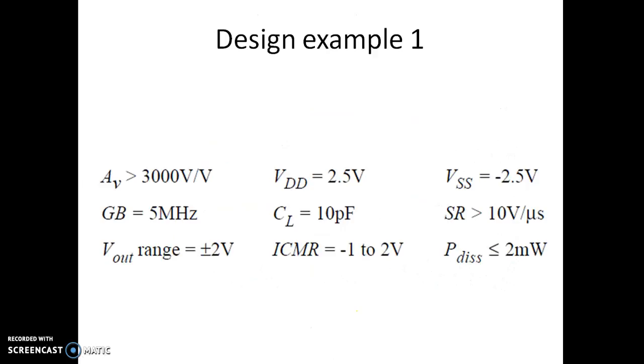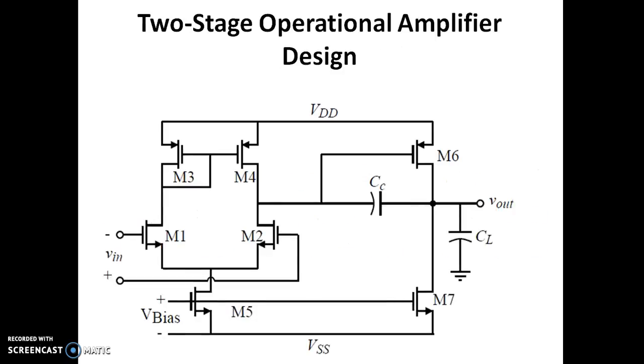Next, this is a typical example given. The AV expected is more than 3000. The supply voltages are 2.5 and minus 2.5. The gain bandwidth given is 5 megahertz. The load capacitance is 10 picofarad, and the slew rate expected is more than 10 volt per microsecond. The output range is plus or minus 2 volt, and VCMR, the input common mode range, is minus 1 to 2 volts. The power dissipation should be less than 2 milliwatts.